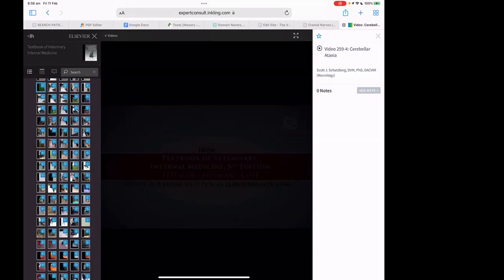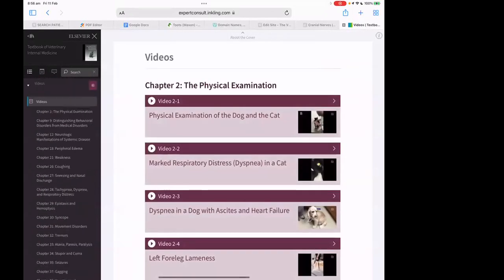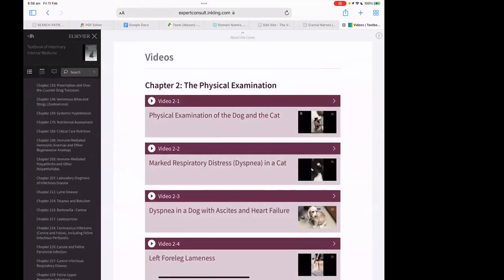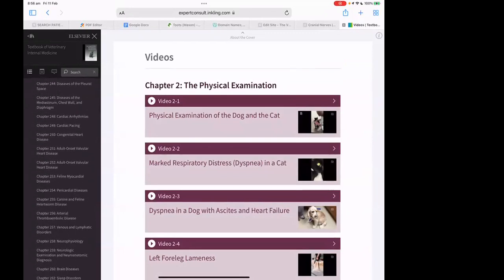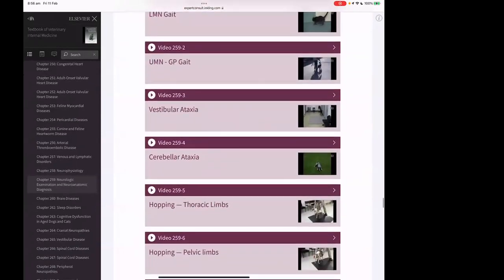She's not quite that extreme. That's quite an extreme version of cerebellar ataxia, but it is a really distinctive ataxia. And every time I do this, it goes back to the beginning, so I'll have to find the chapter again. And then I want to look at the vestibular ataxia. So what's happening with a vestibular ataxia?